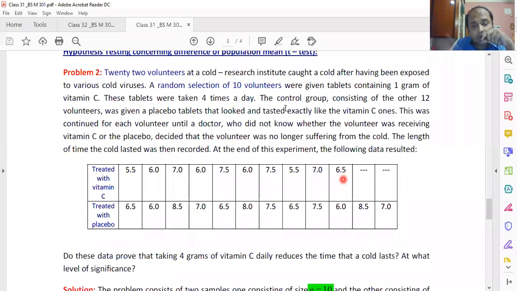There was another group, which is called the control group, which had 12 volunteers in it. The subjects which belong to the control group were given a placebo. What is a placebo? A placebo is a kind of thing which is not at all medicine. It has no actual effect, and does not have the characteristic of the vaccine or the medicine.